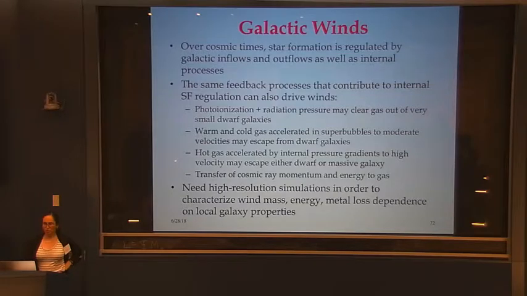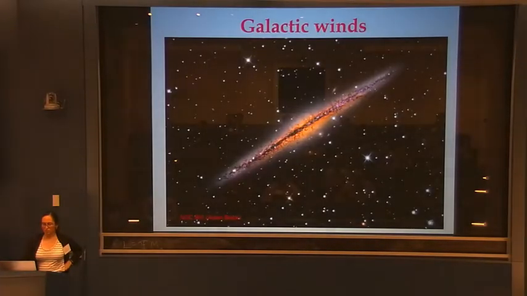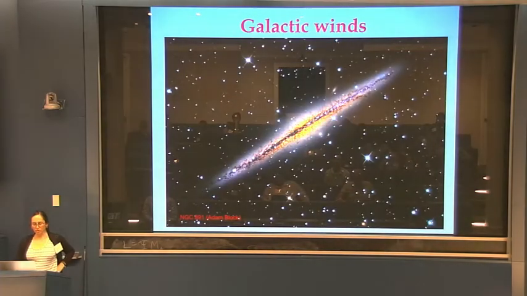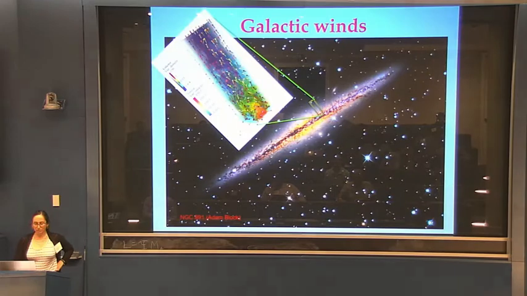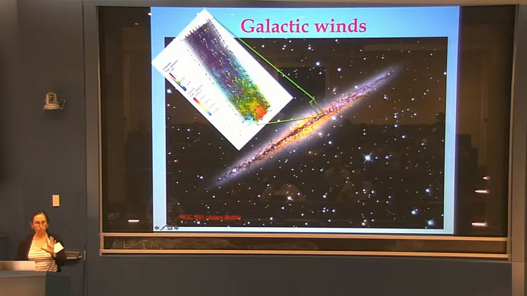So if we really want to understand these processes, it's essential to have high-resolution simulations. And this is something that is a very active study right now. So here's a beautiful nearby galaxy, NGC 891. And you could think of the simulations, some of which Miao showed you and Chenggu showed you, as looking at a local patch within a galaxy, but you have high enough resolution that you can really follow the details of the feedback processes.